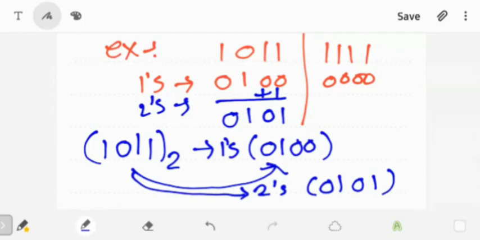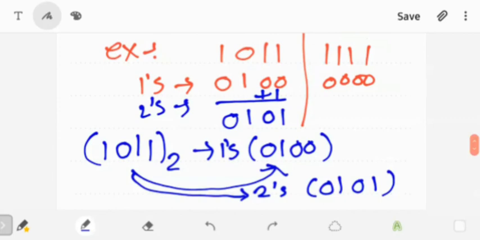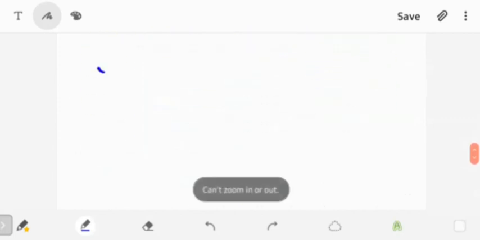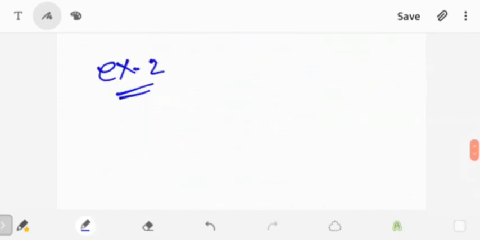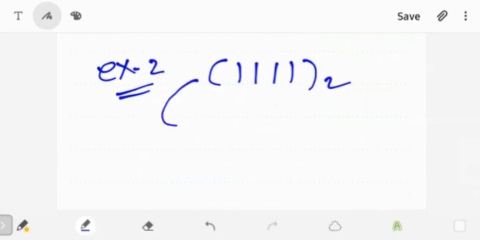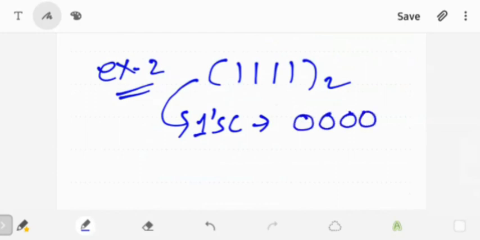Yes, sir. Okay, let's do it for the second scenario. Sir, can you explain the 2s complement once again? Okay. Yes. So we will deal with this example. So example 2. Let's say I have a binary number 1111. I would like to find its 1s complement. So what will I do? Invert all those bits.